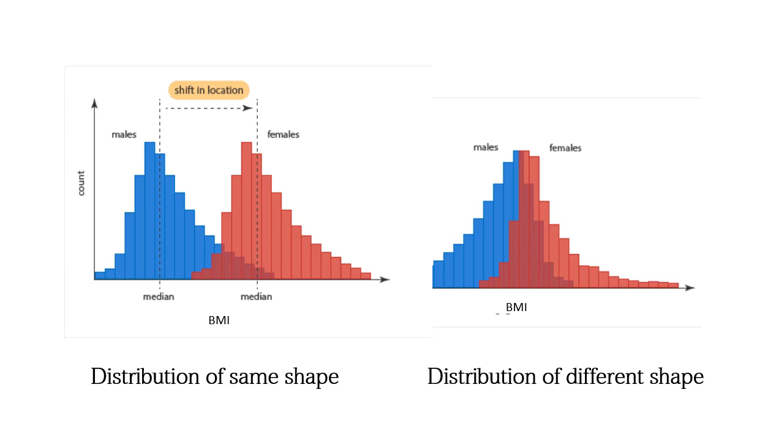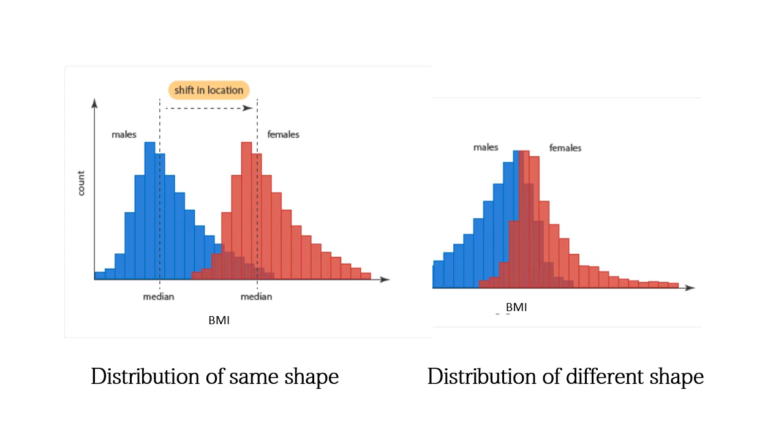Now let's understand the concept of distribution of same shape or of different shape. If you focus on this first graph, it is the graph of the frequency of BMI of male and female, you can see the pattern is same in both the two categories. Like the pattern of male BMI and the pattern of female BMI is of same shape. It is in the same direction. That means the skewness is in the same direction.